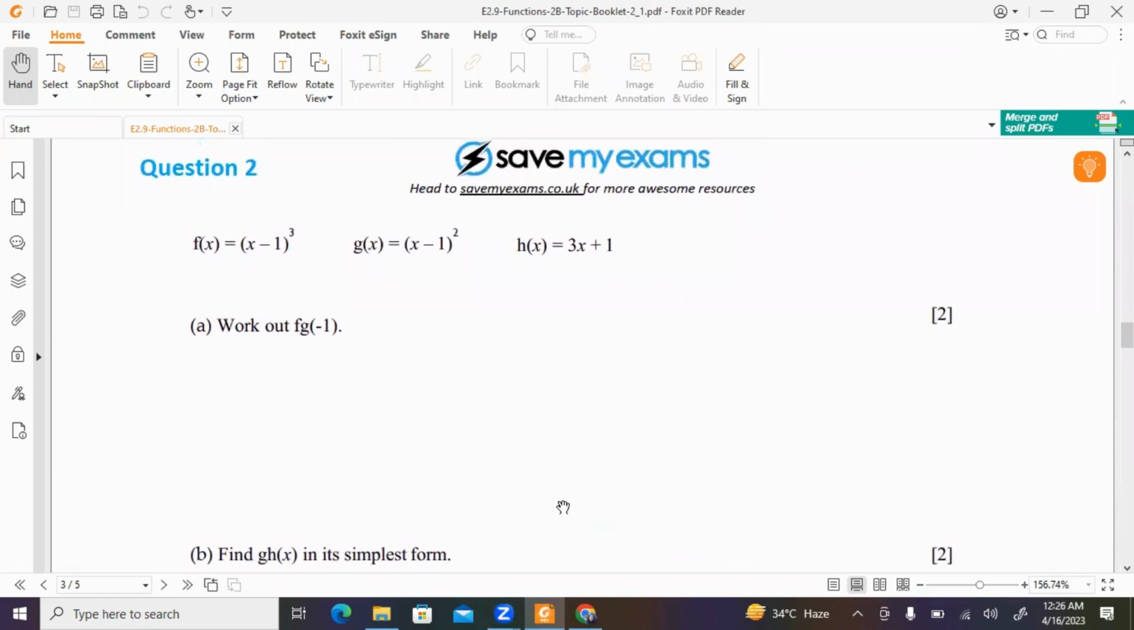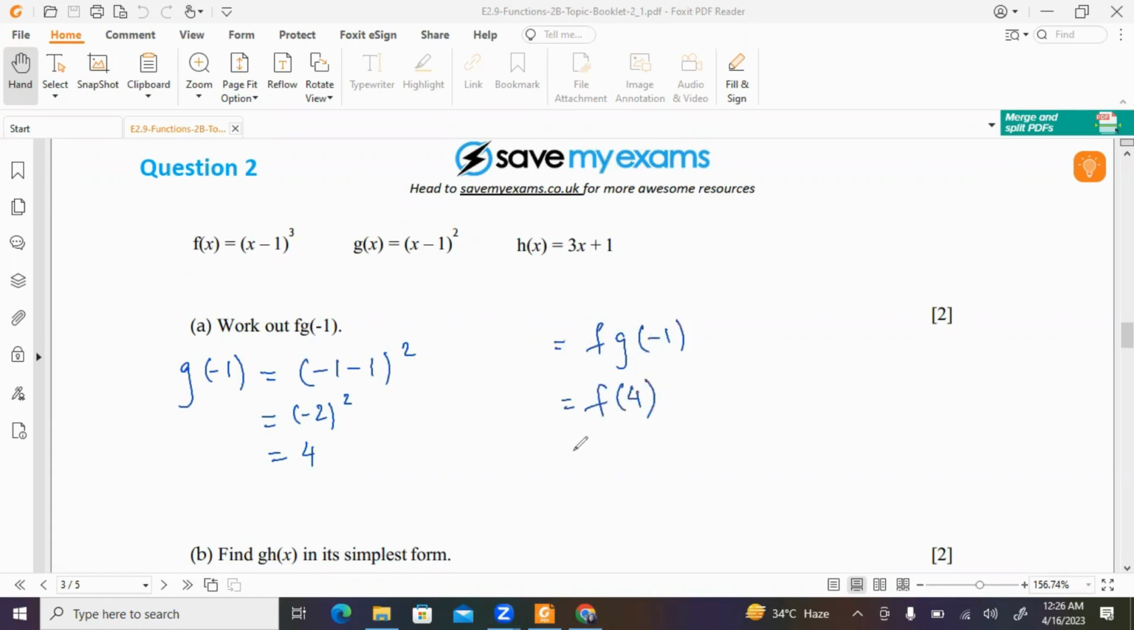Similarly, question number 2 is asking us to find f of g of negative 1. We start with finding g of negative 1 first, which is going to be negative 1 squared, negative 2 squared, which is 4. Then we find f of g of negative 1, which is basically going to be f of 4. That's going to be 4 minus 1 cubed, 3 cubed, 27.